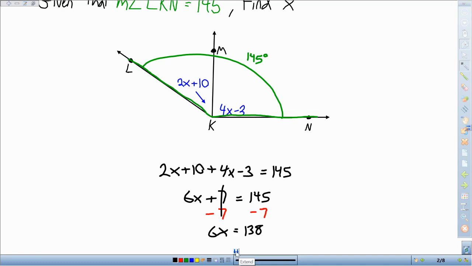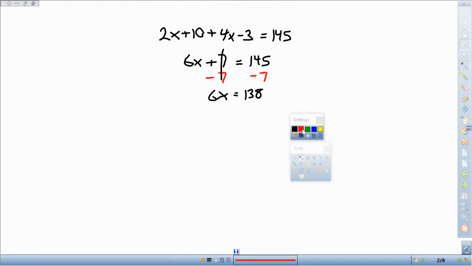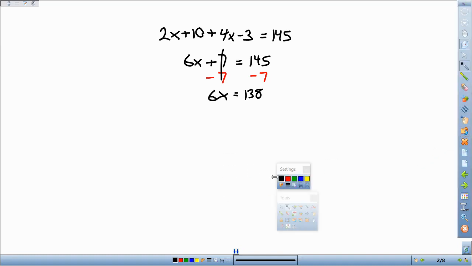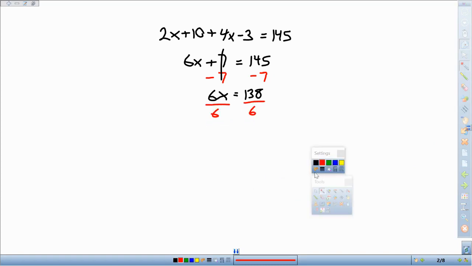All right, last step is now I can finally get rid of this 6. Remember, this 6 is technically being multiplied by x. Technically, there's a little invisible multiplication dot there, they just don't write it. So to get rid of it, I need to do the opposite operation. I need to divide both sides by 6.